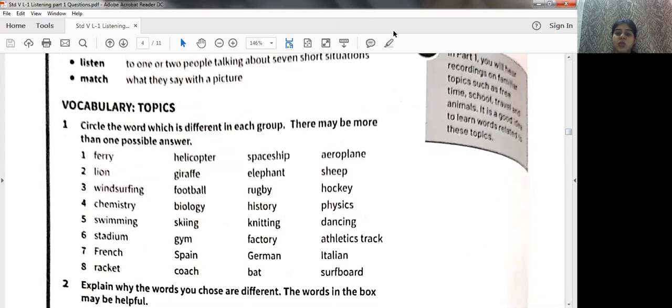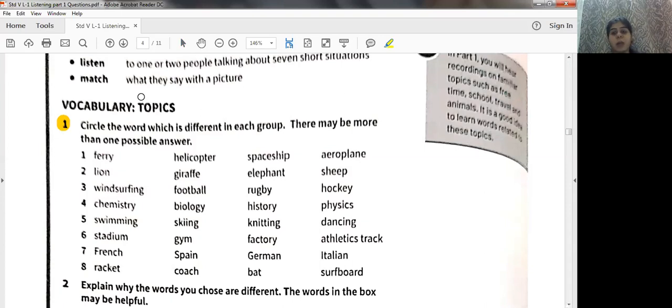The first one, students: color the word which is different in each group. There may be more than one possible answer. Now, this topic, question number 1, is like the odd man out. In each question you have 4 options. Now you have to decide, students, which option is the odd man out.